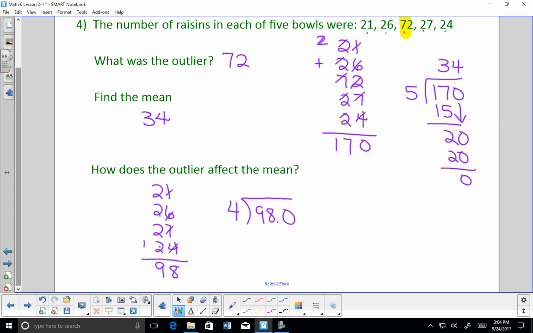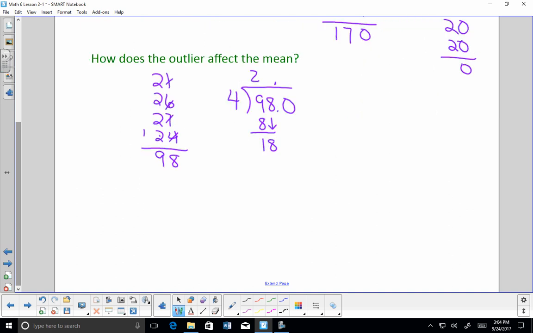4 goes into 9 twice. 2 times 4 is 8. Bring down my 8. 4 goes into 18. Let's see here. 4 times 4 is 16. So 2. Bring down my 0. Yep, I did need to annex that 0. 4 goes into 20 5 times. So without that outlier of 72, our mean is only 24.5.